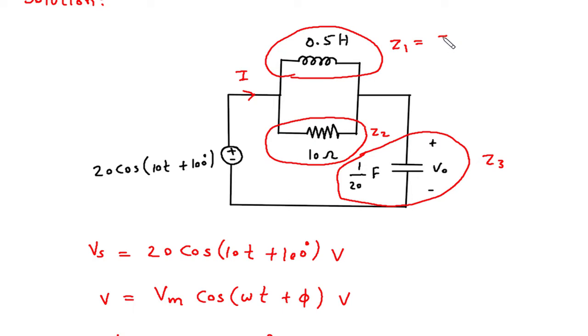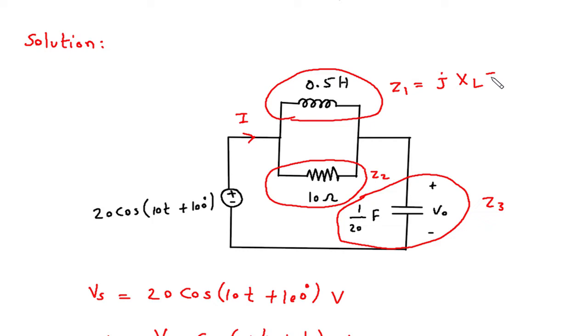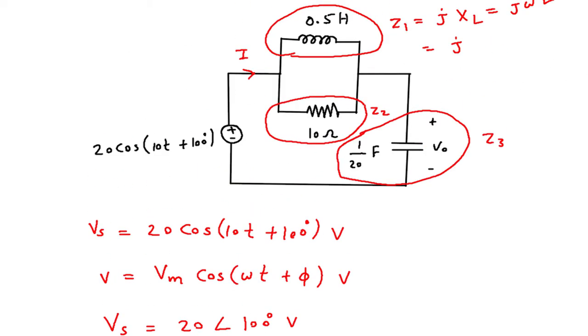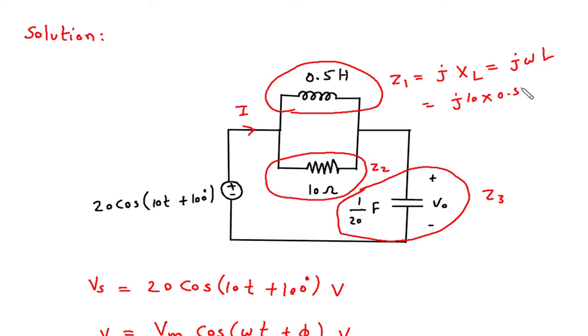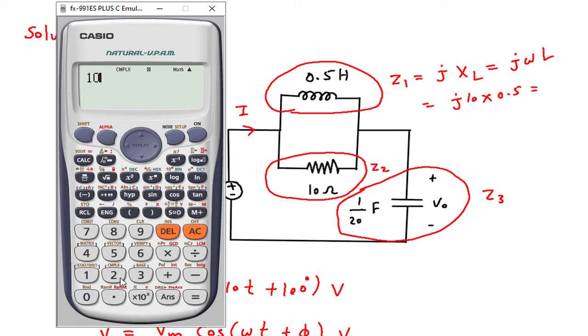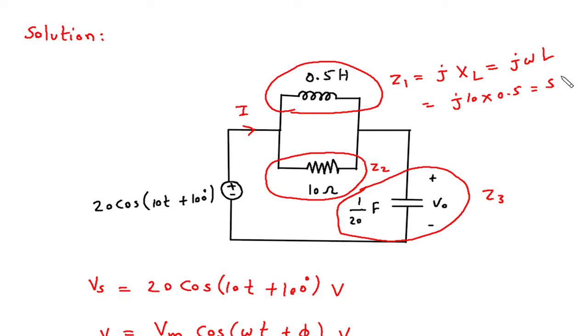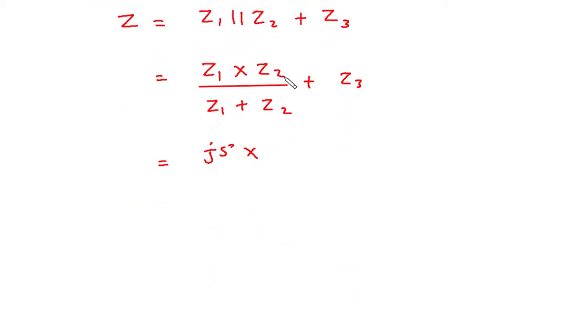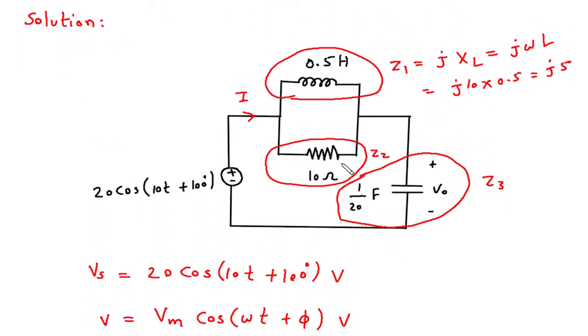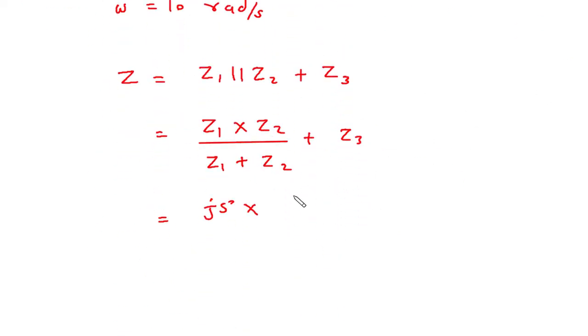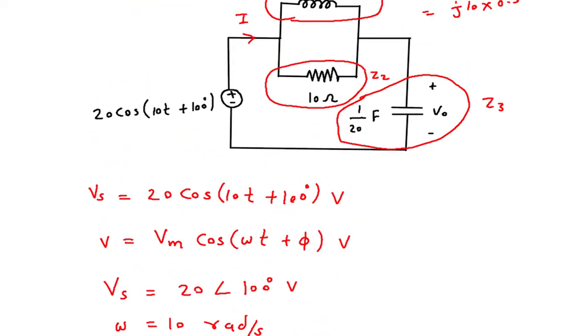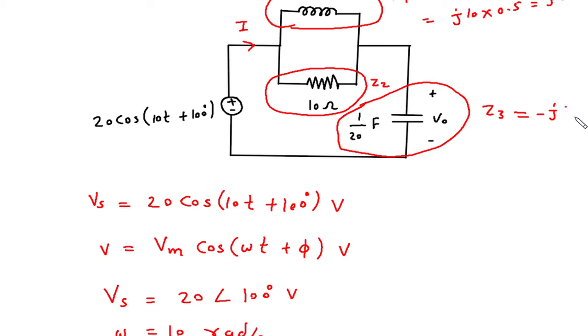Now Z1 is equal to jXL. jXL is equal to j omega L. So this will be j as it is, omega is given, that is 10, so 10 into 0.5. 10 into 0.5 is 5. So this will be j5. Z1 is equal to j5. So j5 into Z2. Now this Z2 is equal to simply this resistance value, so 10 ohm. So 10 divided by j5 plus 10. Then plus Z3.